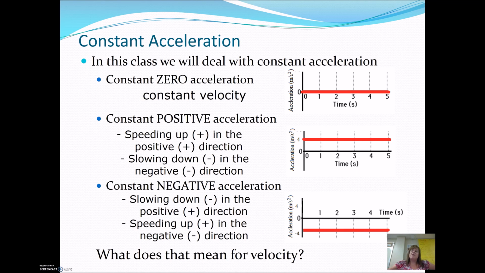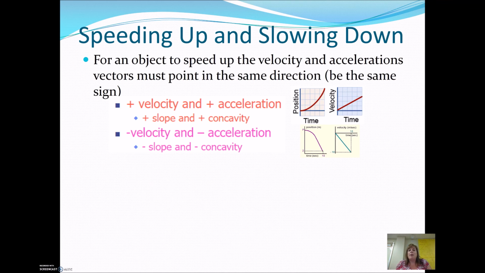Well, let's talk specifically about speeding up versus slowing down. If an object is speeding up, that means its velocity is increasing as it travels. And one way, if we're looking at vector diagrams, the velocity and acceleration vectors, when they point in the same direction, it means that an object is speeding up. So if I have a positive velocity and a positive acceleration, then I am speeding up. How do I know I have a positive acceleration on a velocity time graph? Well, if the slope of a velocity time graph is acceleration, then a positive slope would mean positive acceleration.